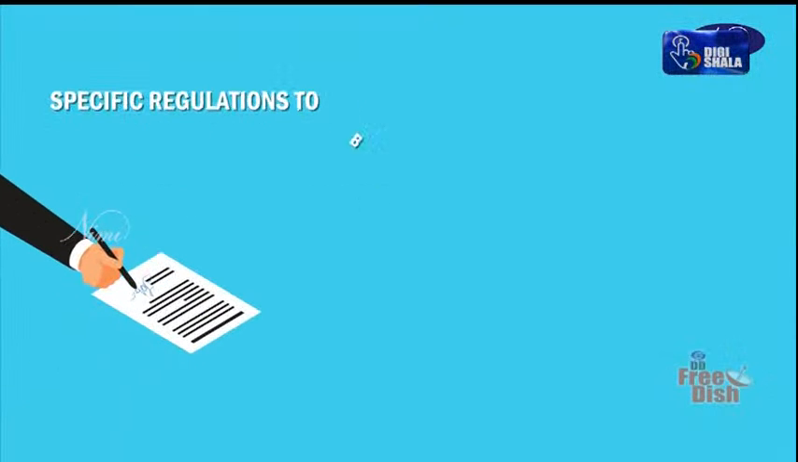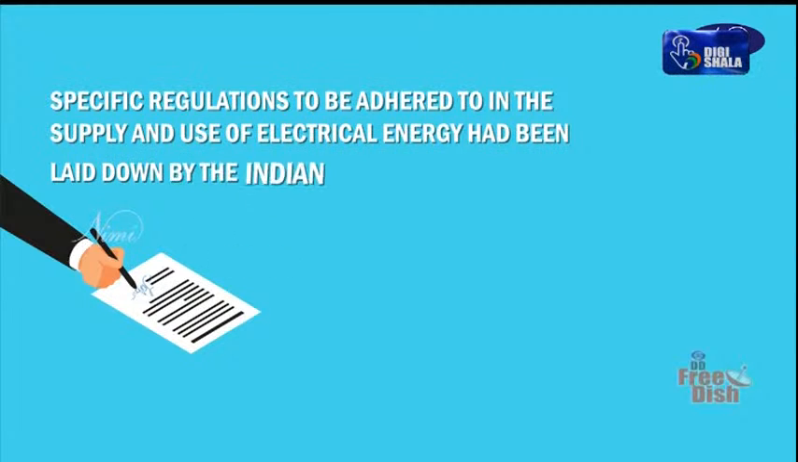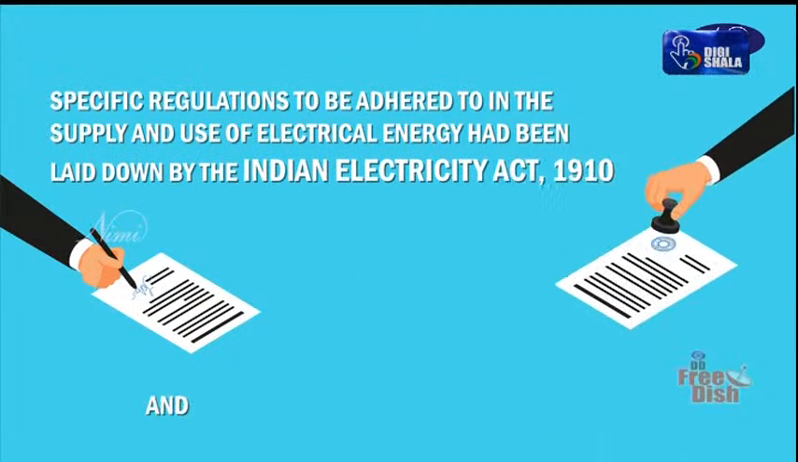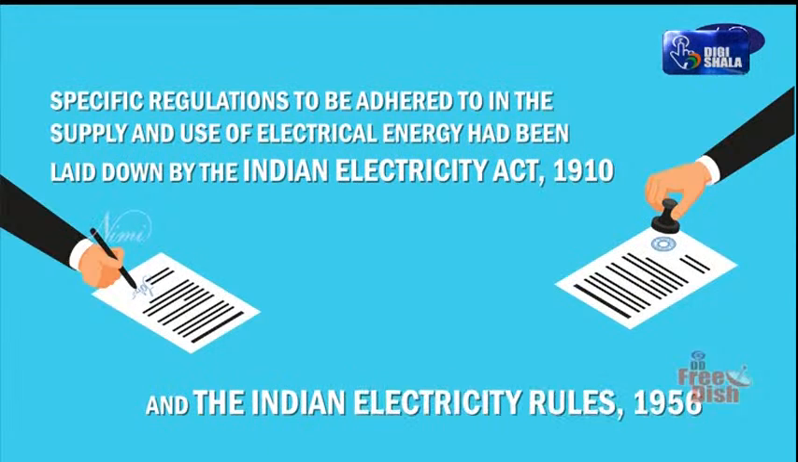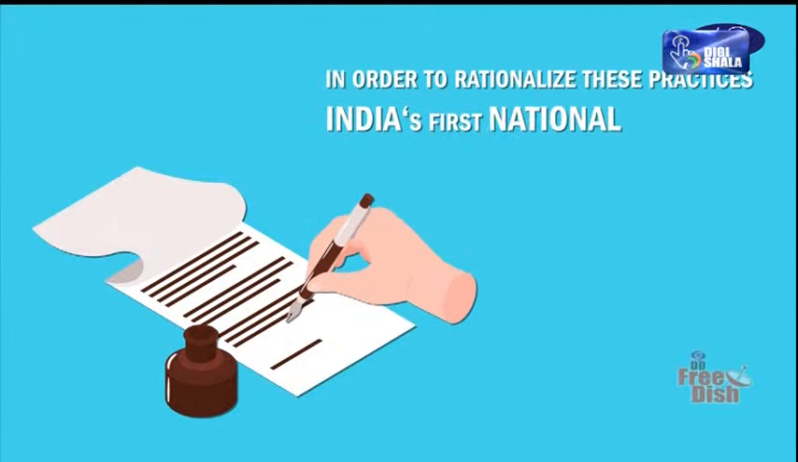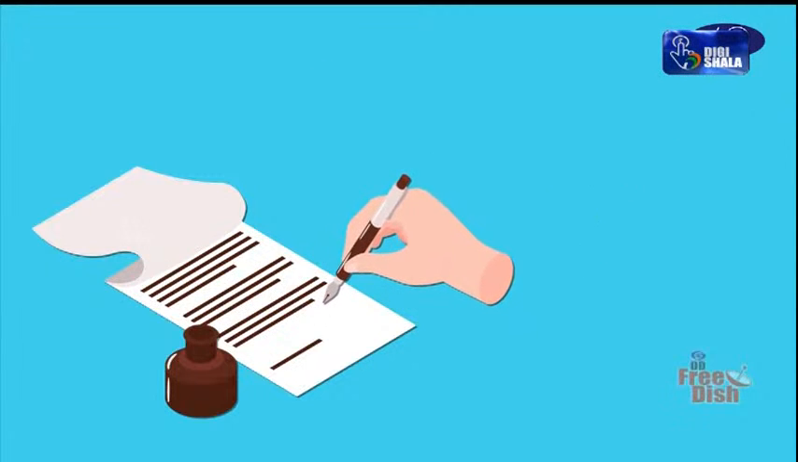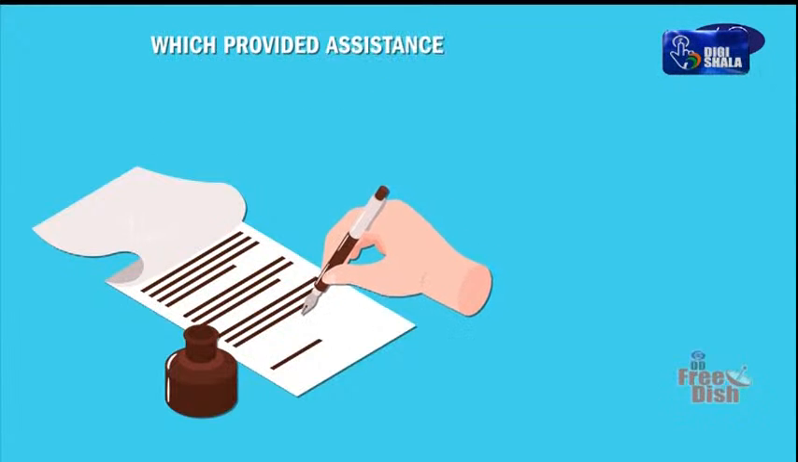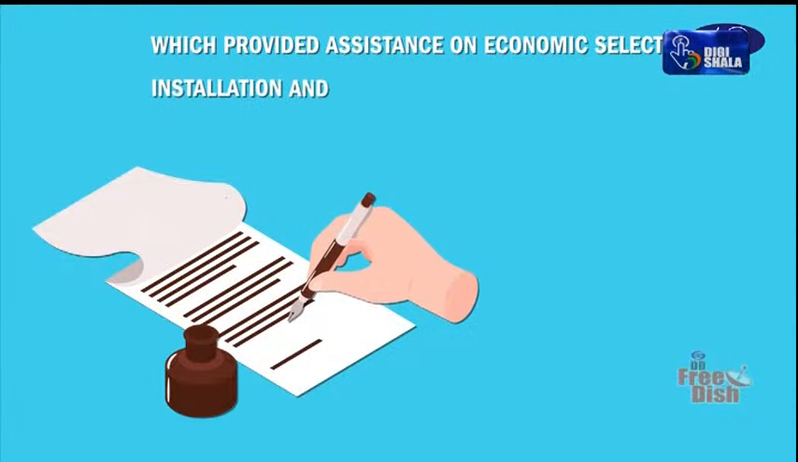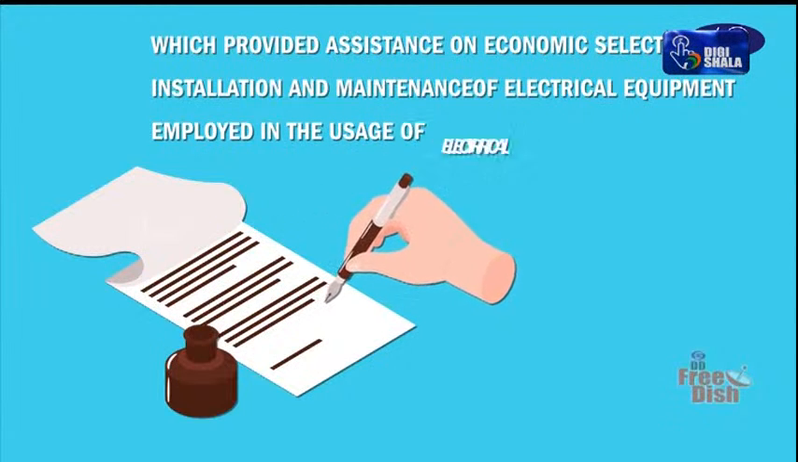Specific regulations to be adhered to in the supply and the use of electrical energy are laid down in the Indian Electricity Act 1910 and the Indian Electricity Rules 1956. In order to rationalize these practices, India's first National Electrical Code was formulated in 1985. It has several well-established codes of practices which give assistance for selection of economic installations and maintenance of electrical equipments on the usage of electrical energy.